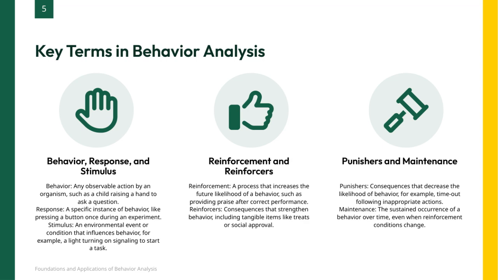Lastly, punishers and maintenance are important concepts. Punishers are consequences that decrease the likelihood of behavior occurring. An example would be a timeout following inappropriate behavior. Maintenance refers to the continued occurrence of behavior over time, even when the initial reinforcement conditions change. Understanding these terms helps us grasp how behaviors are encouraged, discouraged, and sustained over time.